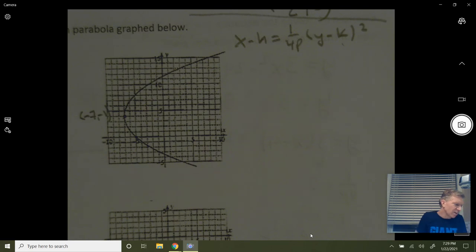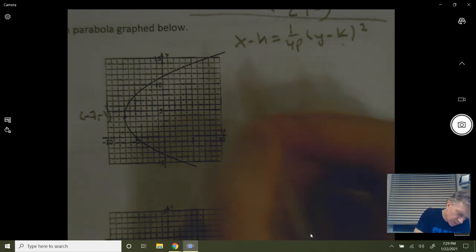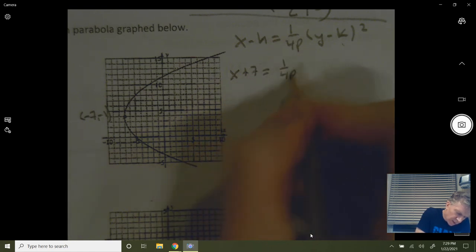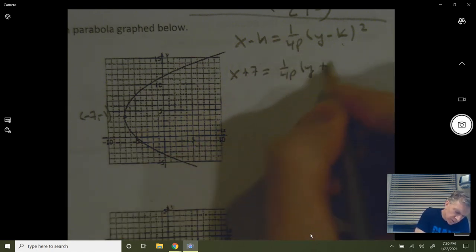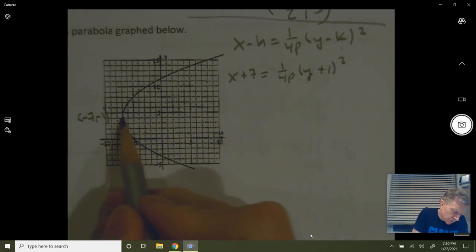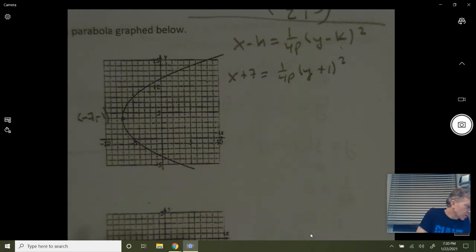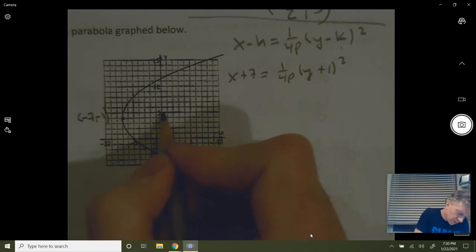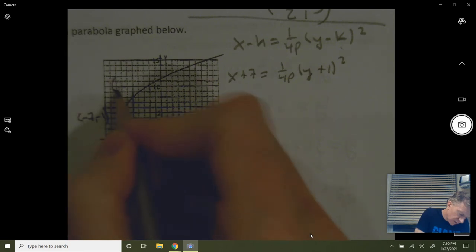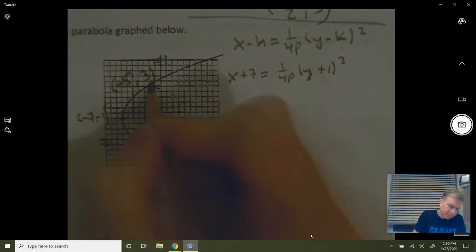Okay, now I want to find another point on this. Well, let's plug that in first. So we've got x plus 7 equals 1 over 4p times y plus 1 squared. Okay, this one we could try to guess. Over 2, up 1, 2, 3, 4. Actually, I'm guessing that's going to be right here. I'm guessing the p-value is going to be 2. But let's double check. If we take a point like negative 5 comma 3, 1, 2, 3, 4, 5, 1, 2, 3. So negative 5 comma 3.